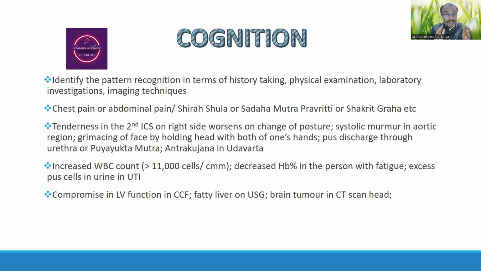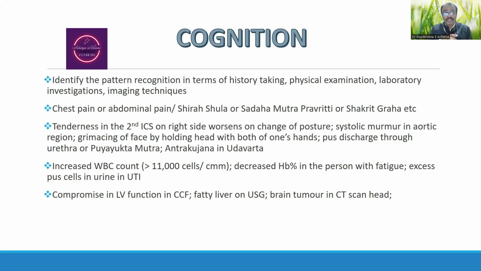So that means we may be able to predict that there may be a possibility of left ventricular dysfunction later, left atrial dysfunction later. In this way, we have to identify the pattern of what the person is actually having. For example, the person may be grimacing, holding the head with both hands. Like that, you are going to say he is having Shirashchula.